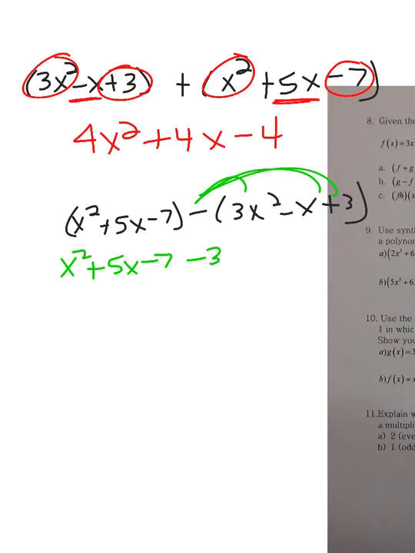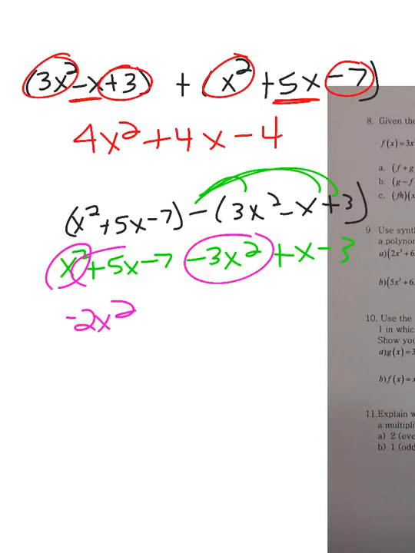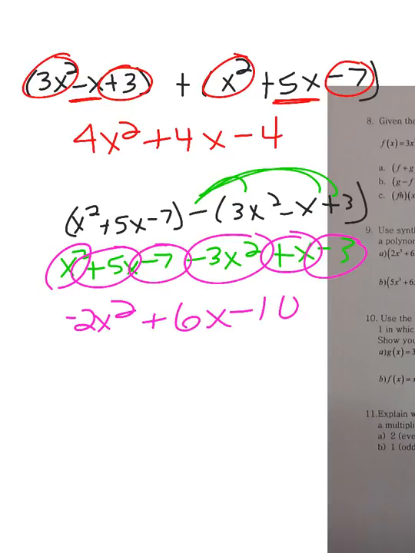So I get negative 3x squared plus x minus 3. Combine like terms. So I have x squared minus 3x squared is negative 2x squared. 5x plus x is 6x. Negative 7 minus 3 is negative 10. And then the last one we want to multiply.